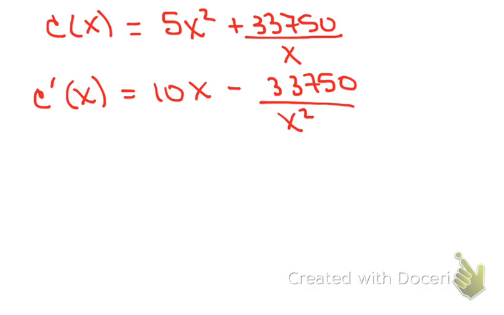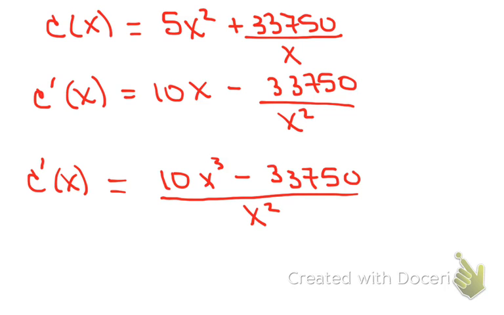We need to take the derivative of that to get our critical value. And so if we carefully take the derivative, we know that the derivative of 5x squared is 10x. And then the derivative of 1 over x is minus 1 over x squared. And that 1 over x in the cost function is multiplied by 33,750. So we get that our derivative is 10x minus 33,750 over x squared. We then get a common denominator because this is the only way we're going to be able to determine our critical values. And so the common denominator is x squared, and we get that C prime is equal to 10x cubed minus 33,750 divided by x squared.